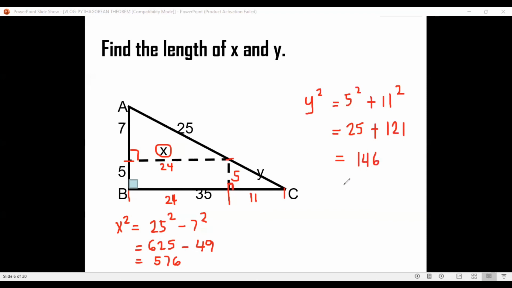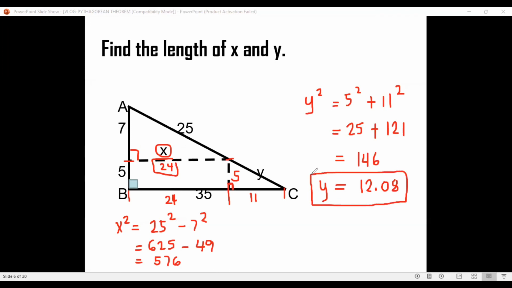So this is not a perfect square. What are we going to do? We just have to extract the square root of 146, and that is equivalent to 12.08. So try to give your answer up to at least 2 decimal places. So this is now the value for your y. Again, your x is 24, while the measure of your y is 12.08.